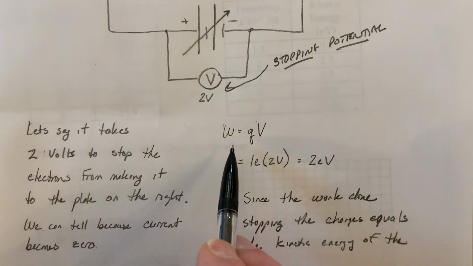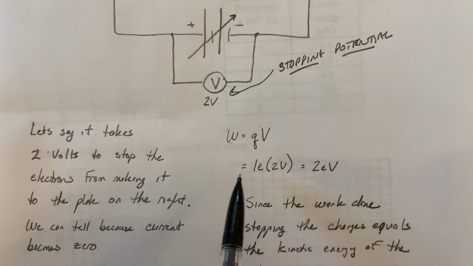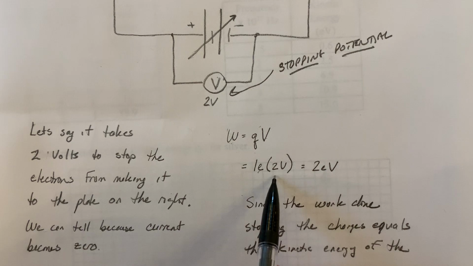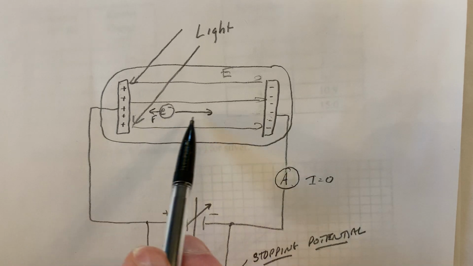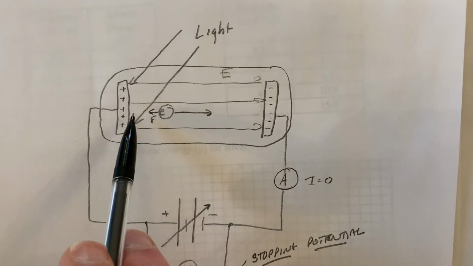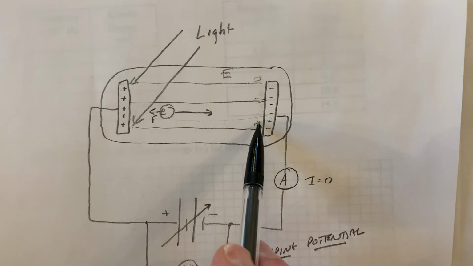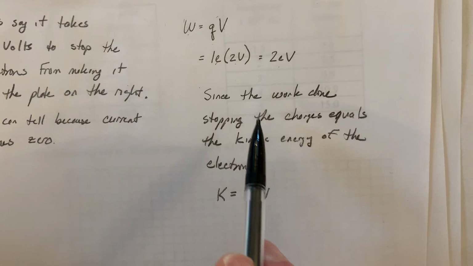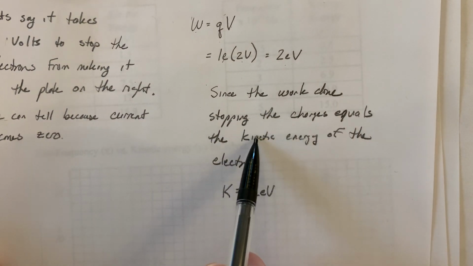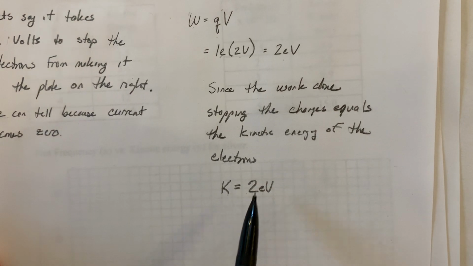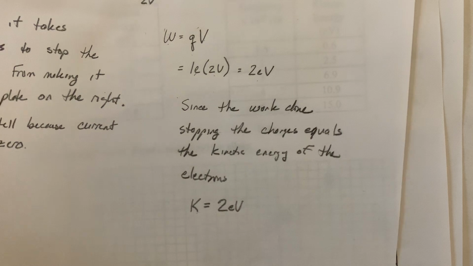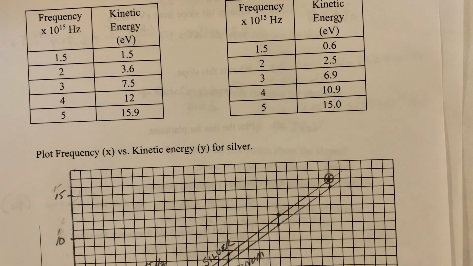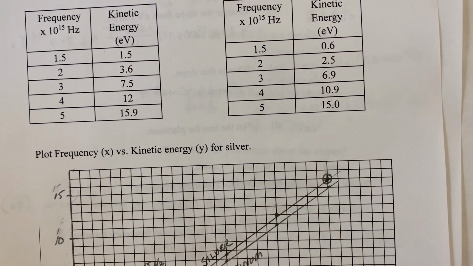Well, you know the work that's being done is the charge times the voltage. 1 elementary charge times 2 volts is 2 electron volts. So these electrons are coming over 2 electron volts, and there's 2 electron volts of work being done on that to bring it to a stop. Since the work done stopping the charge equals the kinetic energy of the electron, the kinetic energy is 2 electron volts.